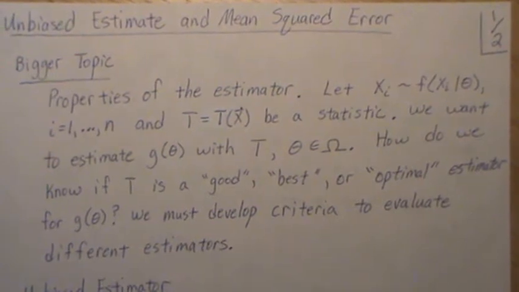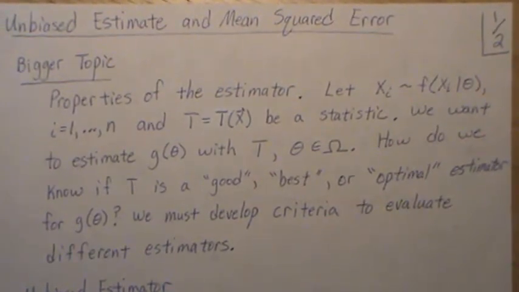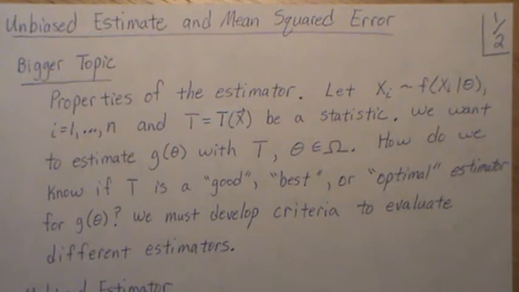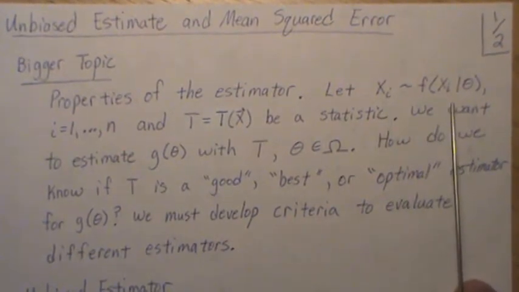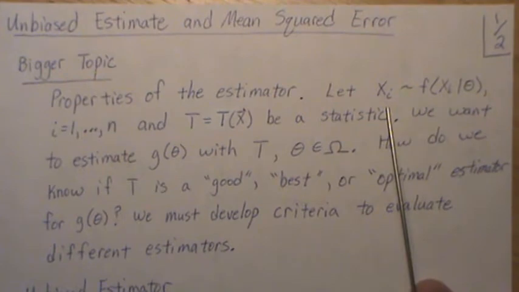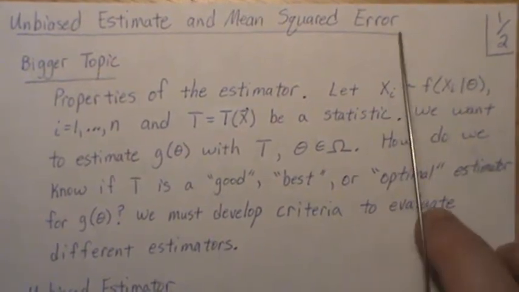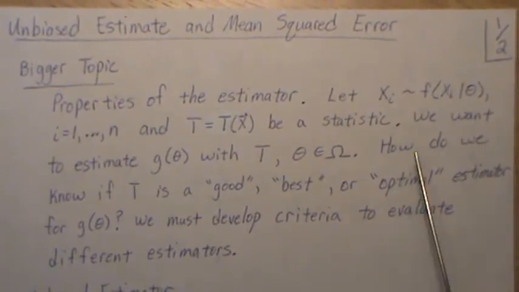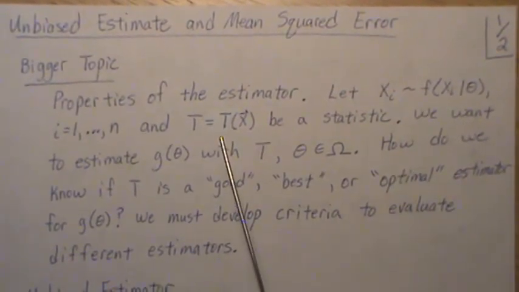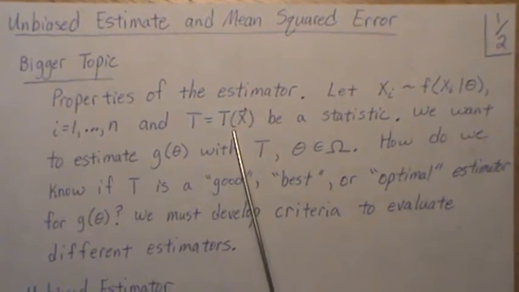Well, we have to develop some criteria to evaluate the different possible estimators for g of theta. Now, this concept actually I think is what makes a statistician a statistician. When we say X is distributed with some distribution F, we know what that means. That if we were to draw it, you can draw some sort of shape or curve and the probabilities under it. But the statistic is also a random variable.